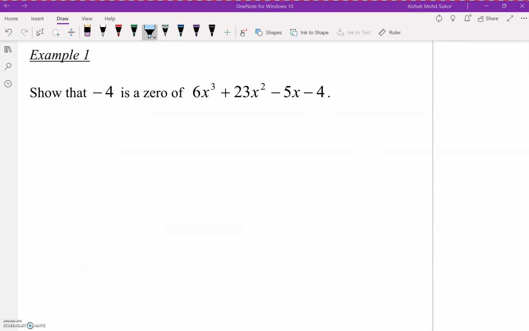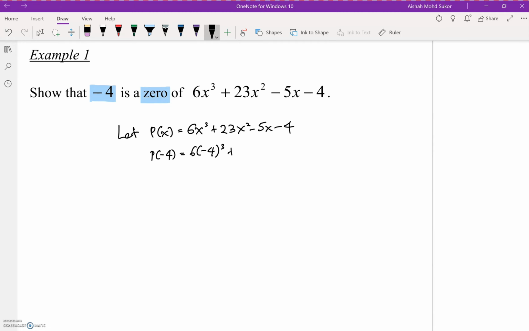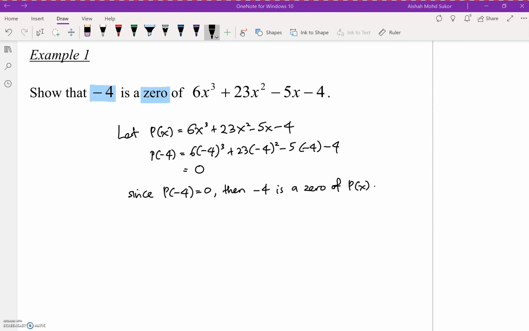Example 1. Show that negative 4 is a zero of 6x cubed plus 23x squared minus 5x minus 4. Let p(x) be the given polynomial. We substitute negative 4. Since p(negative 4) is equal to 0, then negative 4 is a zero of p(x).